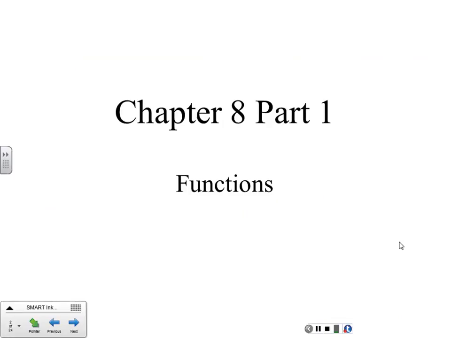Right, so again, Chapter 8, Part 1. What I've done with Chapter 8 is, in Chapter 8, you have two different parts, really and truly. You have the algebra part, and then you have the graphing part. So in Part 1, we're going to do all the algebra aspects, and then in Part 2, we're going to take the algebra that we're learning in Part 1 and apply it to graphs.